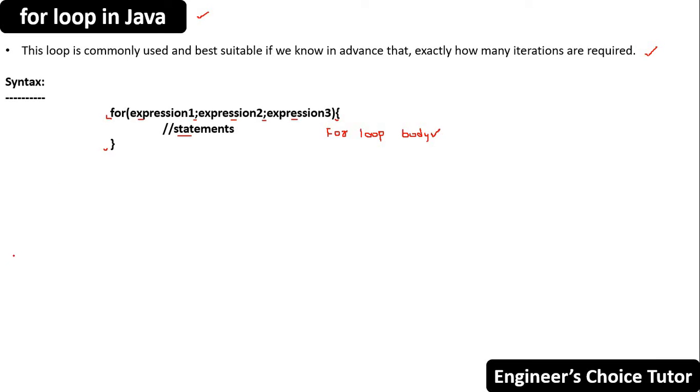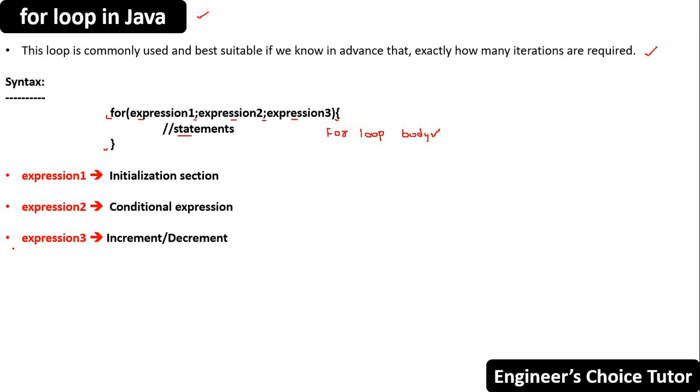Now see, expression 1 represents the initialization section. Expression 2 represents the conditional expression, and expression 3 represents the increment or decrement expression. We will understand everything slowly one by one, regarding expression 1, expression 2 and expression 3.